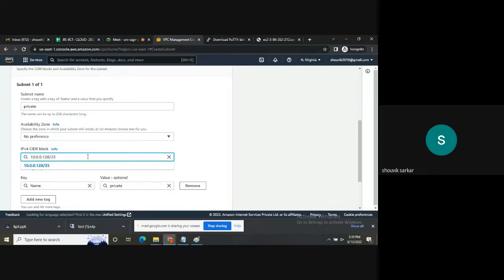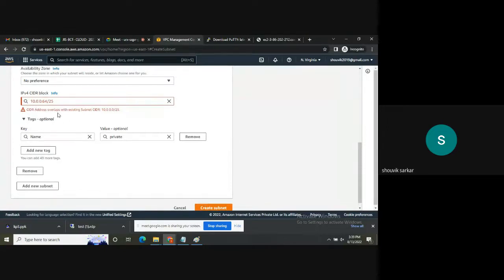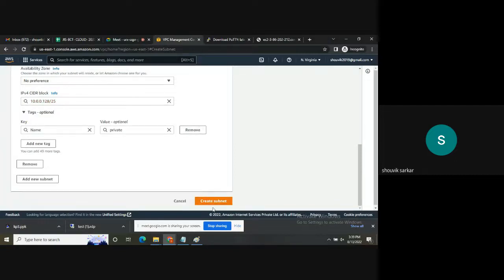Suppose we write 64. Just try it by writing 64. Is it working? It's not working. Let's check, it's showing an error. So you must understand how we provide this IP address. If we write any value other than 128, it will not work. You must put 128 here. So it's very mandatory to understand this concept.